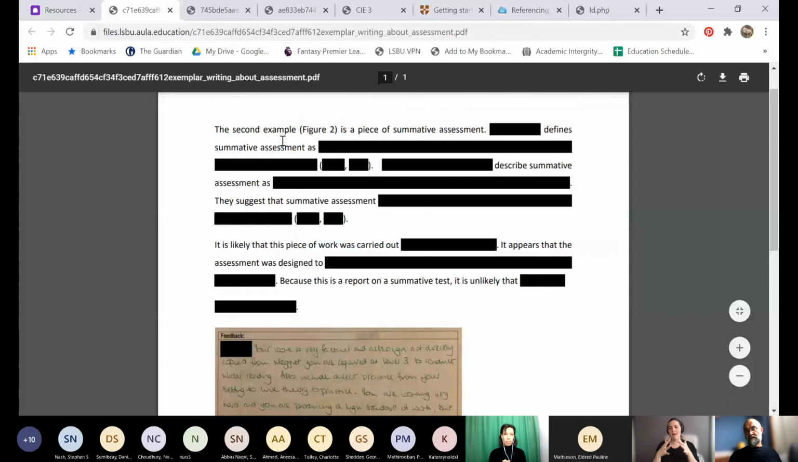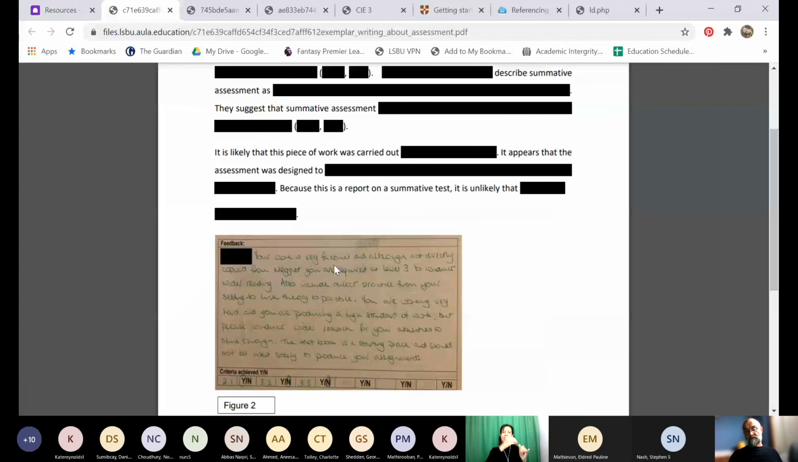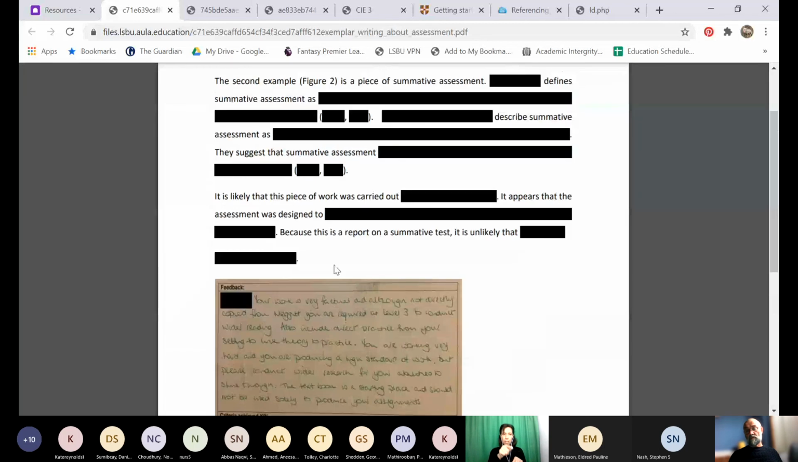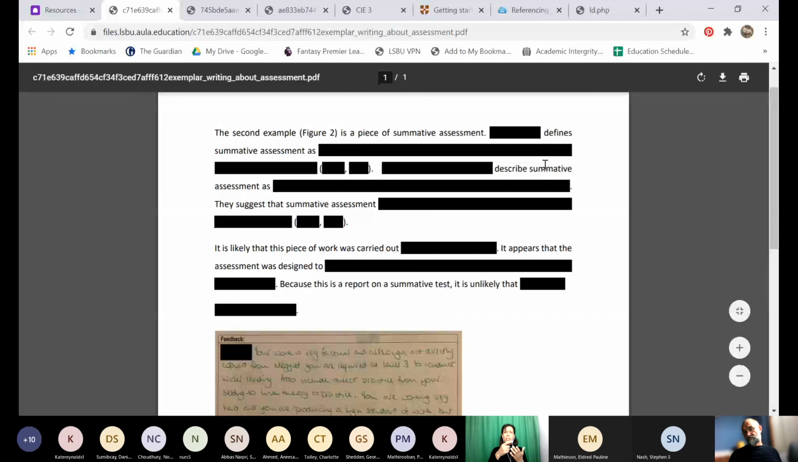They've said the second example, figure 2, is a piece of summative assessment. So they've made the decision. Well, it is obvious because it's got lots of grades here, and it is something that's given to the student at the end of a block of work. So this is an example of summative assessment. Now what they've done then is they've gone straight to literature. So this is the name of an author. So-and-so defines summative assessment as, and they've used a direct quote, which I've covered over here.